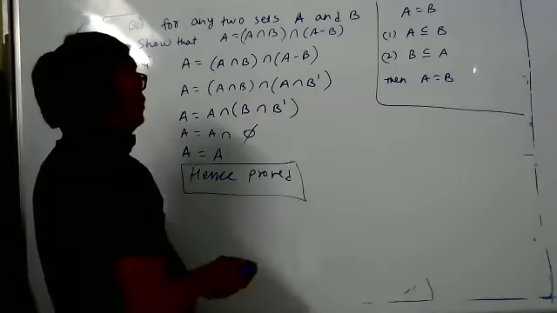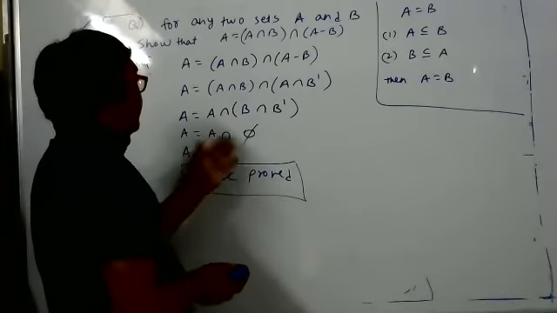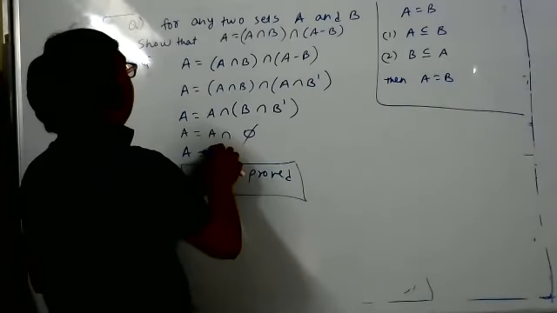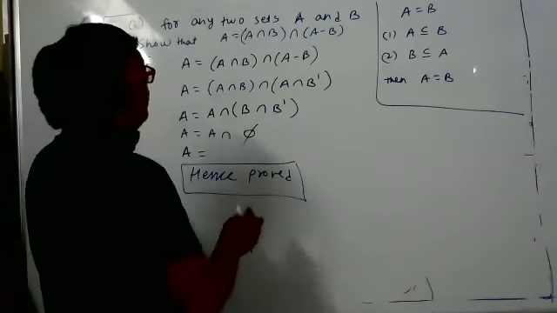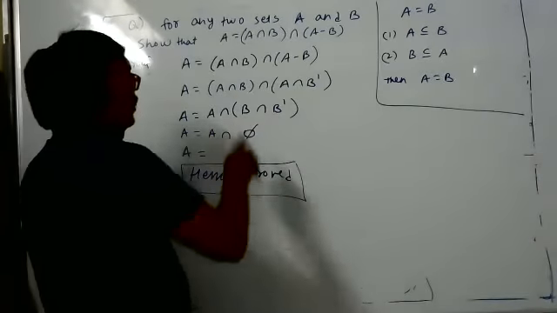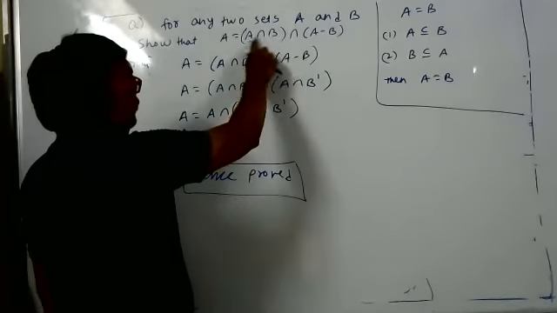So I have done wrong. What wrong I have done? A intersection null set is A. But what they said? Show that A is equal to, okay, something wrong. Have you told the question correctly? Is it A intersection B or A union B? Check the question.